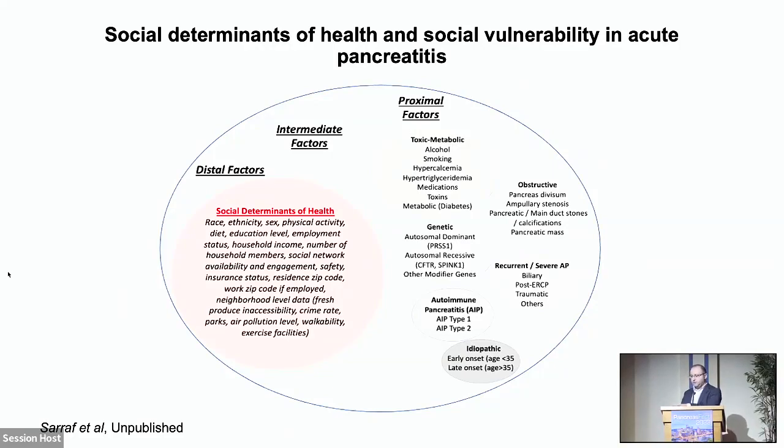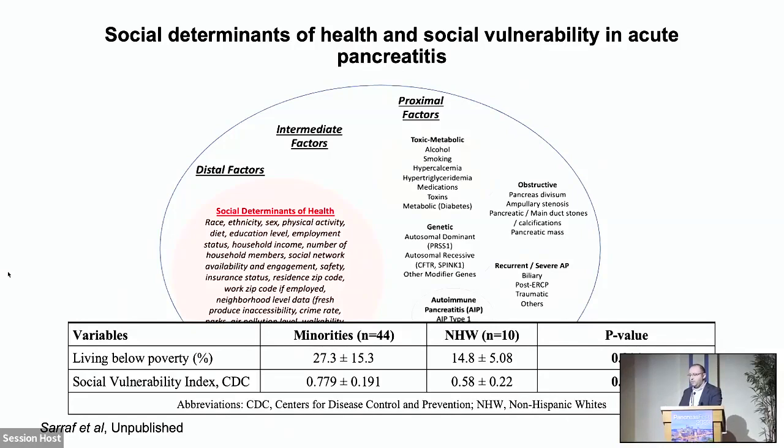So that is an area that we have done well. But if you look into those intermediate and distal factors that are social determinants of health, from physical activity to the diet, to crime rate in the area, to safety, to access to healthy foods, this has unfortunately been a very understudied area in our field. And because of our interest, we wanted to look into our data to see if we can find a quantitative way to really look into that.